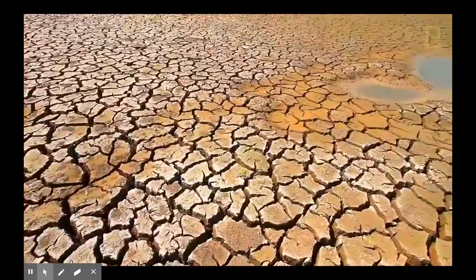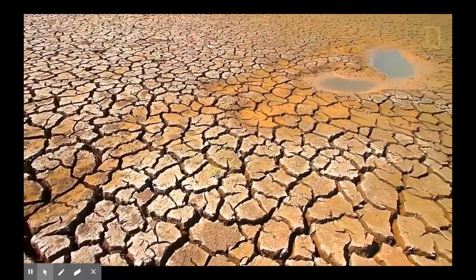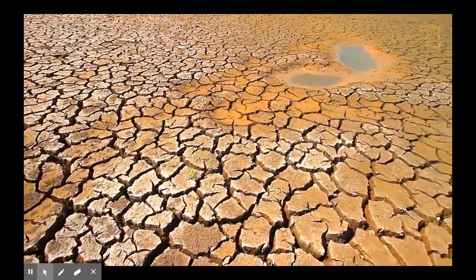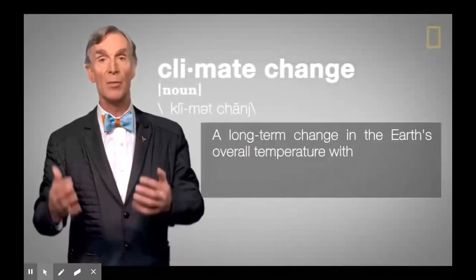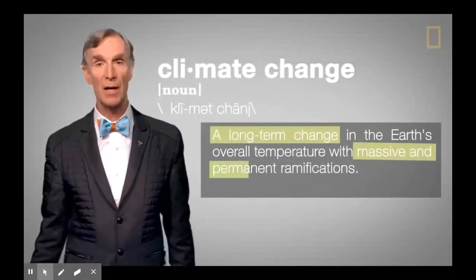Troubling signs of climate change are increased extreme weather events. Natural disasters like floods, tornadoes, and deadly heat waves are more obvious to humans because of their immediate impact and their sharing of the images in the media. Climate change, as we know it today, is change in our Earth's overall temperature with massive and permanent ramifications.